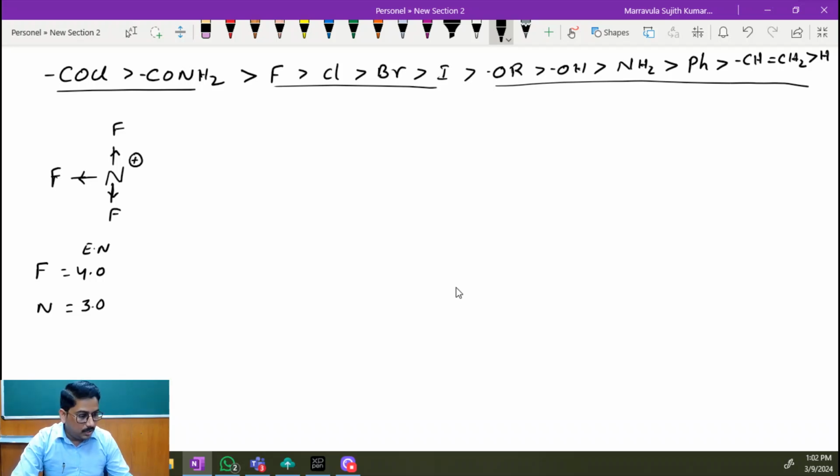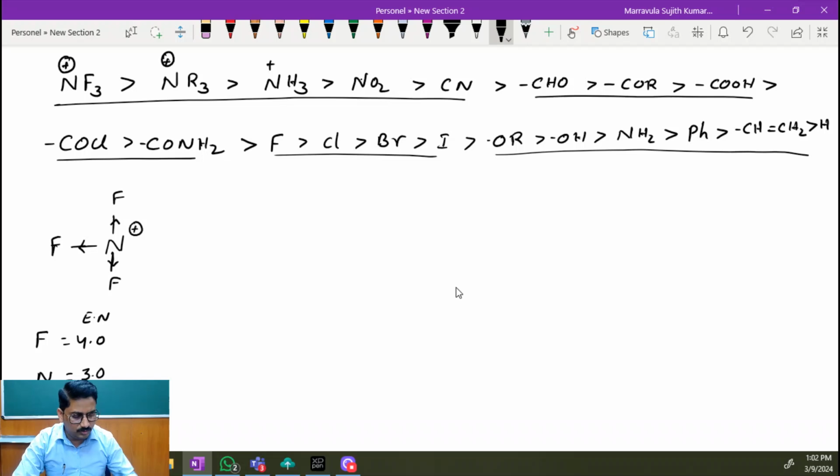Here fluorine, chlorine and carbon, everything can be written in the same manner. I hope you can understand. Then NR3 and NH3: compared to NH3, NR3 is the stronger minus I group. Next NO2. NO2 is also a strong minus I group. Remember this nitro group, because we can see it many times in examples.